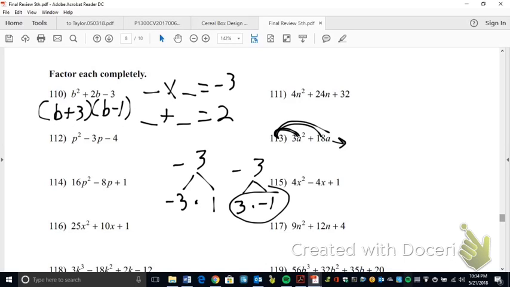Now, on 113, notice that we don't have a trinomial. We only have a binomial. So when it says factor, we're going to do what we did earlier, just pull out the greatest common factor. Here, the greatest common factor is going to be 3a. So we end up with an a plus 6. Okay, moving on.